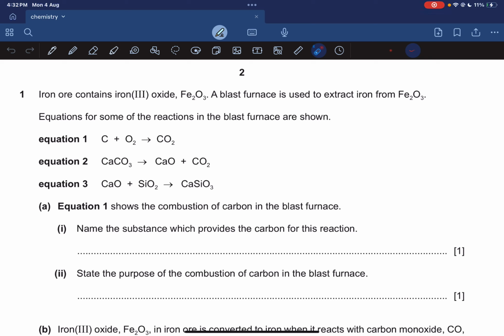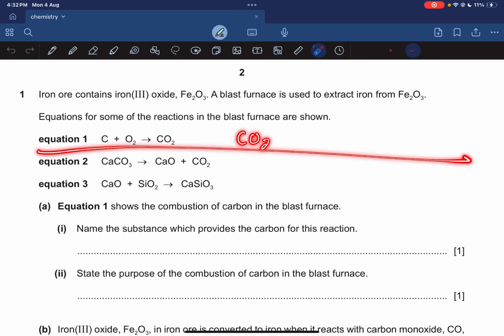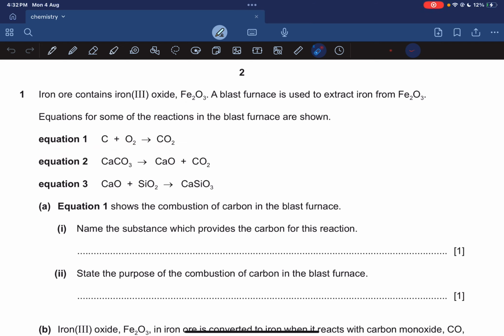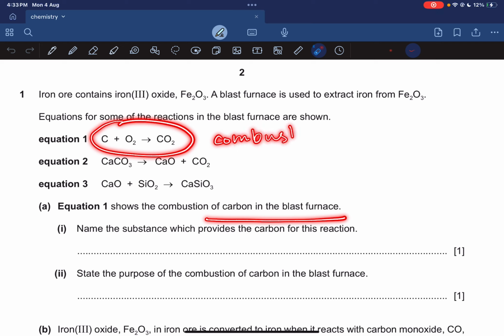Carbon plus oxygen first forms carbon dioxide. Then this carbon dioxide reacts with more carbon to form carbon monoxide; there's an equation missing over here. After carbon monoxide has been formed, it reacts with your hematite to form your iron. Equation 1 shows the combustion of carbon in the blast furnace. Why is this combustion? Combustion is the burning of a substance in the presence of oxygen. Oxygen is present over here, that is why this is combustion.